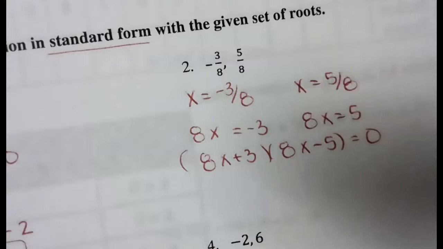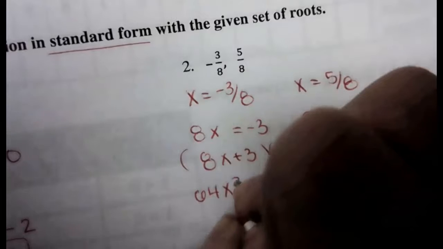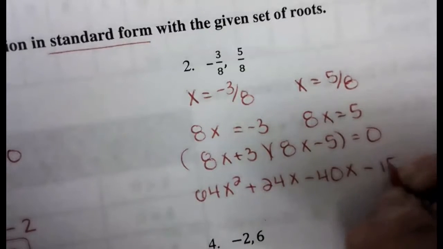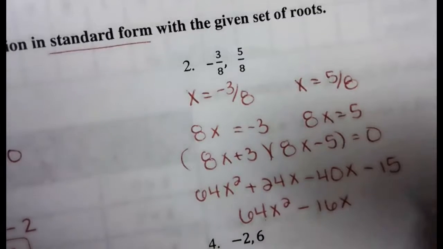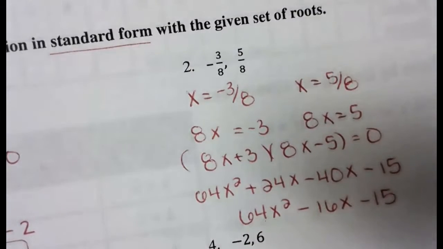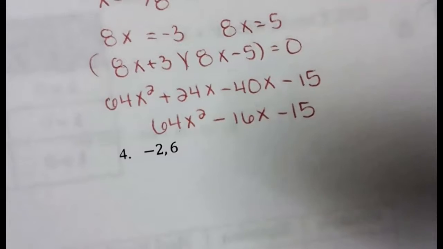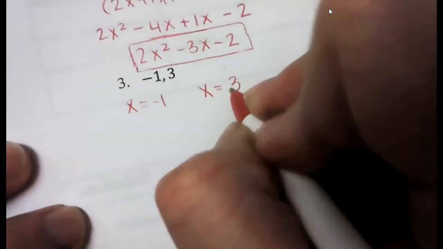So we have 8x plus 3, 8x minus 5. So we FOIL that. And you get 64x squared minus 16x minus 15. Okay, number 3. You have x equals negative 1 and x equals 3.